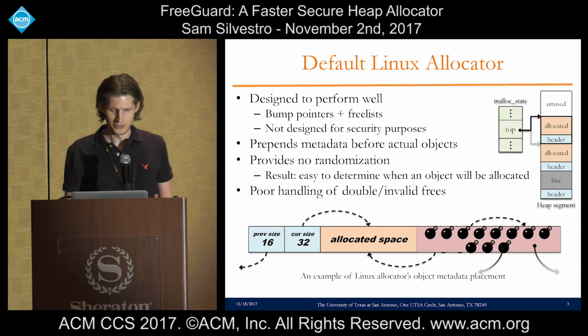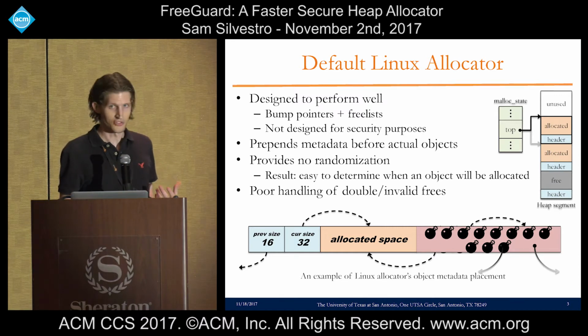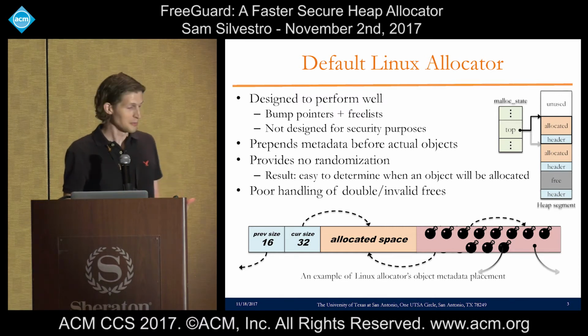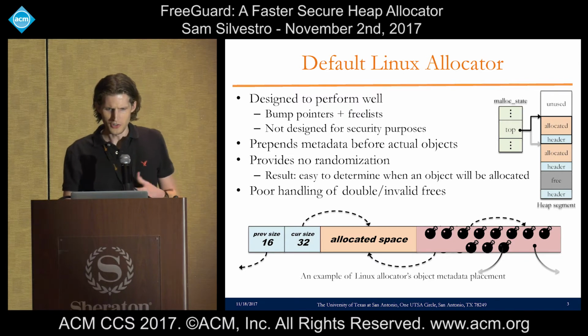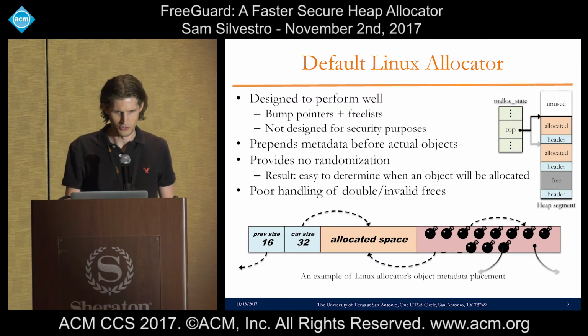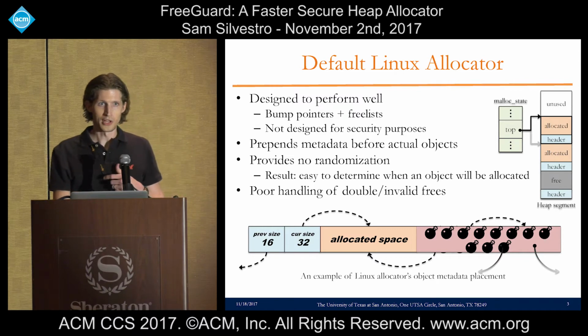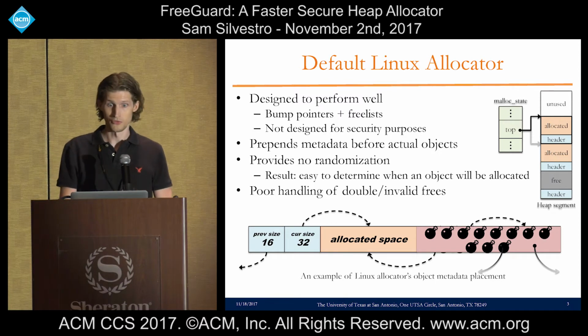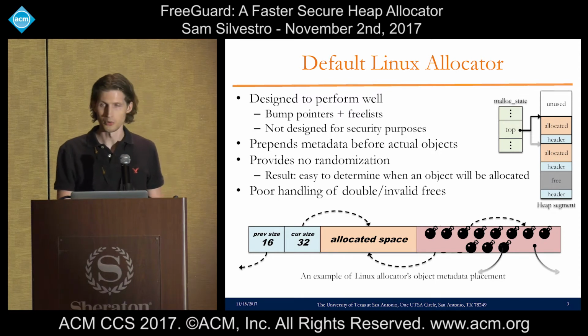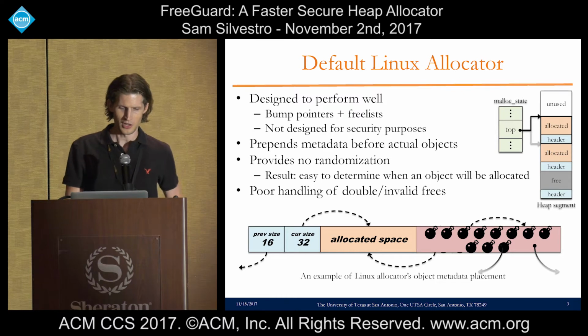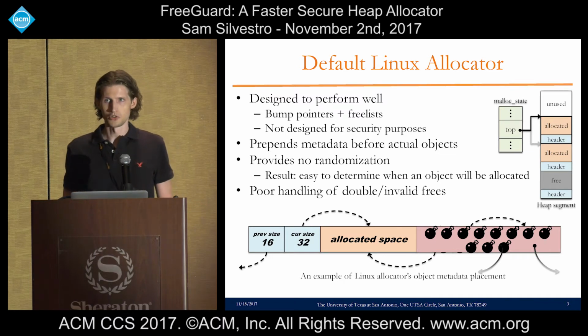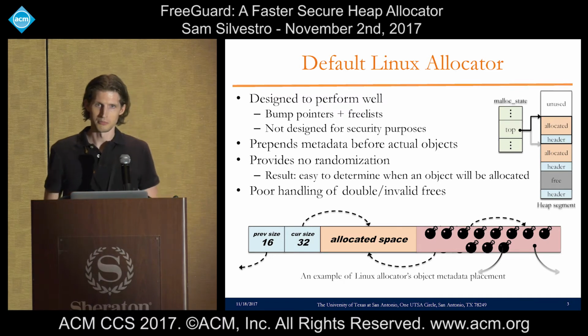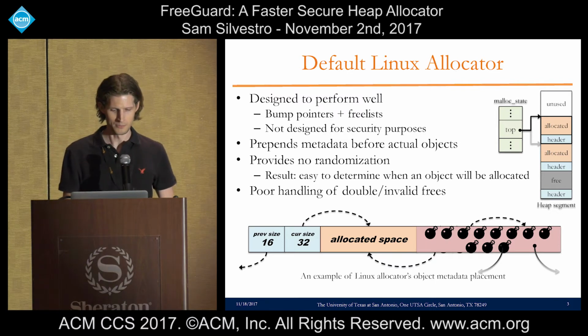If an overflow occurs, it can not only corrupt the size and status metadata, but it can manipulate those free list pointers, which could give the attacker some control over the allocation functions. Also, it provides no randomization, which makes it easier for an attacker to determine which objects will come up for use next. And then lastly, it has poor handling of double and invalid frees. As an example, if the metadata is corrupted, the allocator is unable to check the object status, which can lead to the same object being utilized more than once and could ultimately result in hijacked control flow.